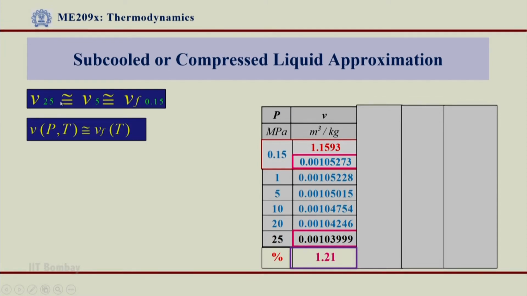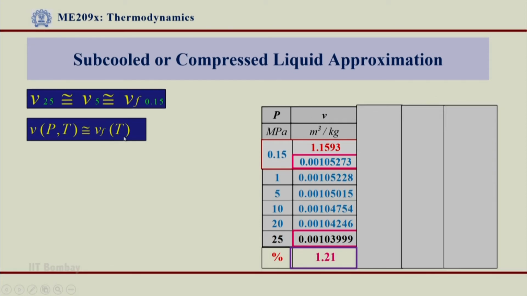We can conclude one more thing. Specific volume is a function of pressure and temperature, but in this subcooled or compressed liquid region, it is not a function of pressure. That is what we have seen here. Even if I went on compressing, I could not see a significant effect from the compression process. That means the P parameter possibly is missing, and in this region specific volume does not depend on pressure, it depends only on temperature.